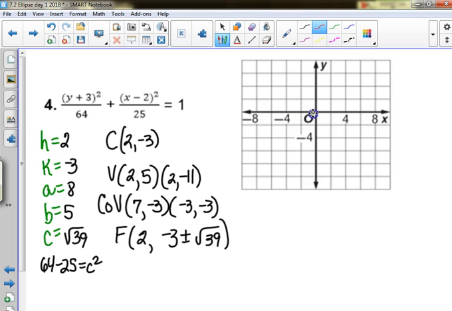If that works. If I go over here to -3, I was supposed to go up 8. Does that look like 2, 5? Seems okay. Supposed to go down 8, 6, 8. That's -11. And then I was supposed to go out 5 each way, which is 7, -3, and -3, -3. That all seems good.